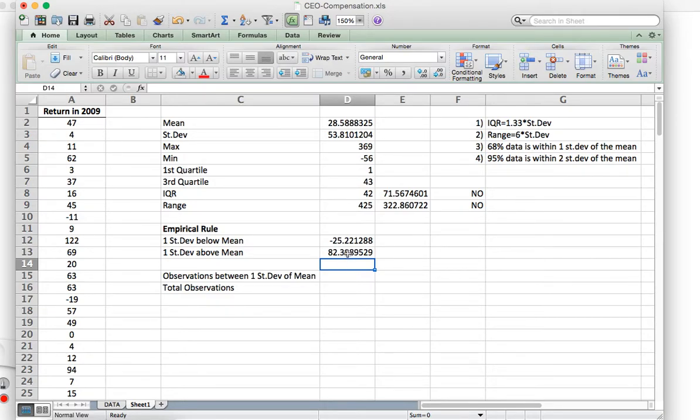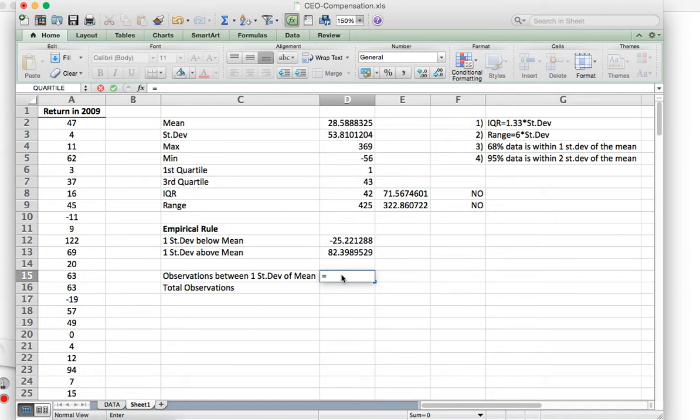Now, I need to count the number of observations. Obviously, you could sort the data here and then locate this value and this value and then count the number of observations between these two to see if they are 68% of the data. But I will use the easier way, using the COUNTIF function. First I will count all the values that are above minus 25, and then I count all the values that are above 82, and then I subtract these two, and it gives me the number of observations that lie between these two values.